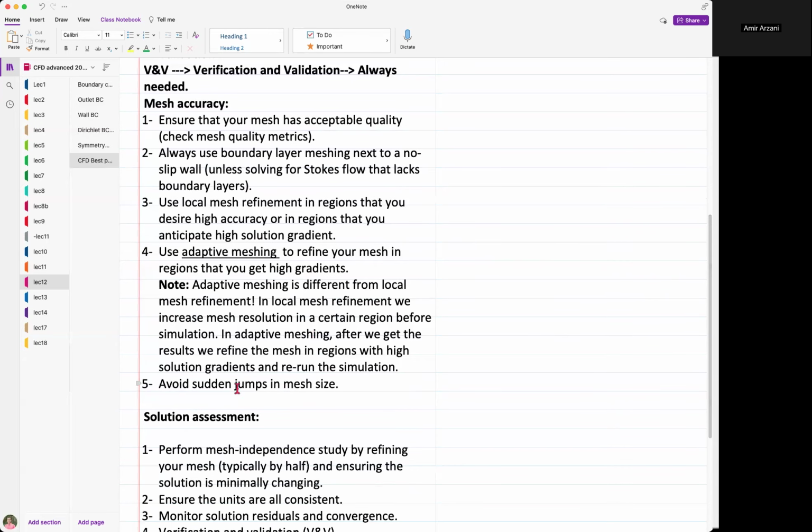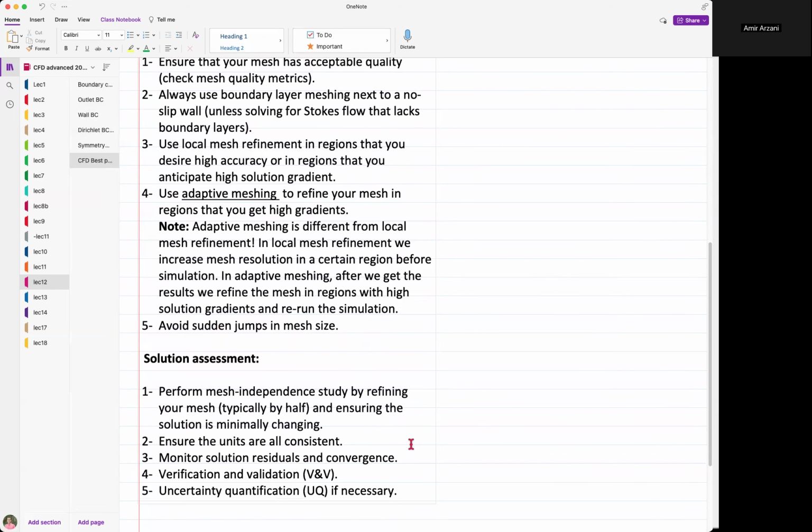And we also finally need to make sure that we avoid sudden jumps in mesh size. So as we go from fine to coarse mesh elements within a domain, we need to make sure that the mesh edge sizes are smoothly transitioned. And finally, we need to assess our solution. We need to perform a mesh independence study and also make sure our time step is fine enough. We should check the units to make sure they're all consistent, monitor the residuals and convergence, and also make sure we do verification and validation. And also if there are sources of uncertainty, sensitivity analysis and uncertainty quantification is really helpful.